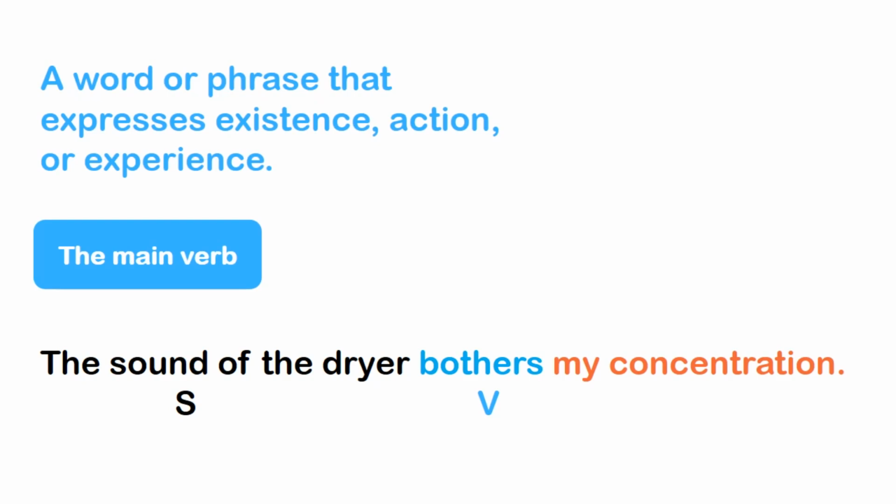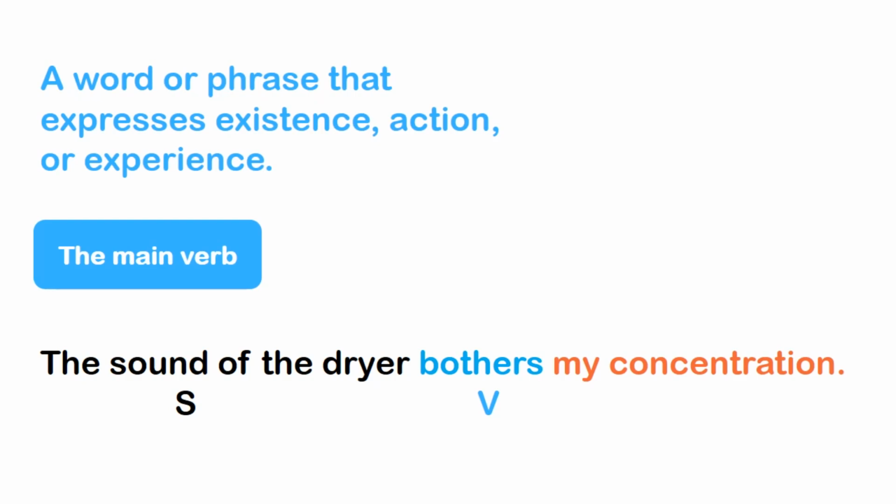Next, after we are able to identify the subject of the sentence, it will help us to identify the verb of the sentence. Here, again, the verb can be an expression of existence, action, or experience. And in this case, we can see that the word bothers is a verb. It is to express an action that the sound of the dryer is doing. So the verb of the sentence is bothers.